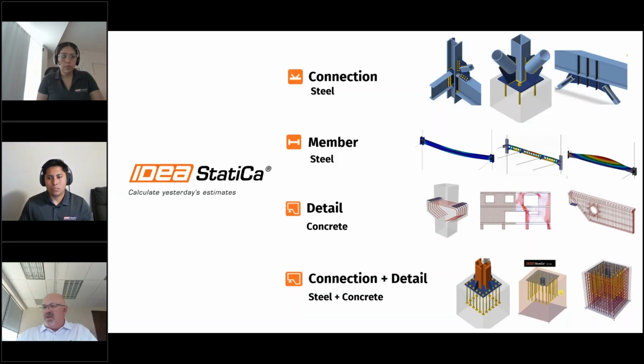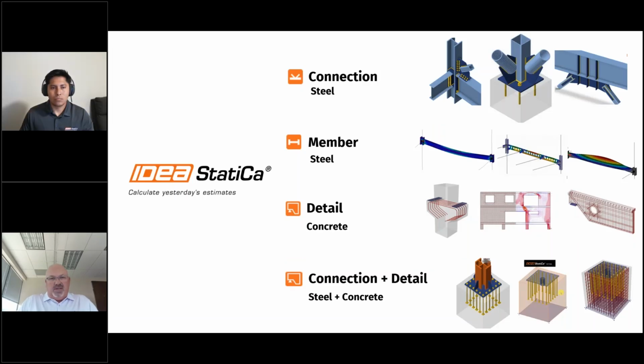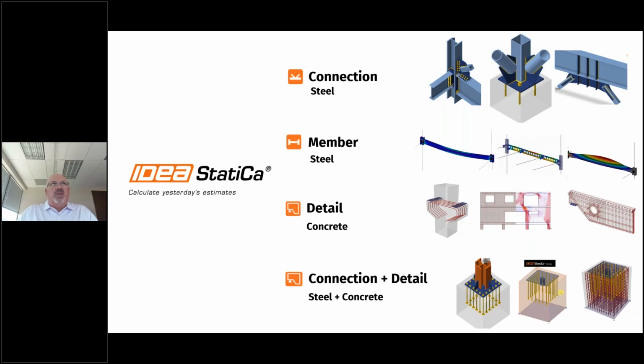As an introduction to IDEA StatiCa, our main product has been the steel design tool. That includes connections, which we'll be talking about extensively here, along with member, which is meant for critical member design checks, primarily lateral torsional buckling analysis. The difference between this and your standard analysis tools is that you're able to model the connections within member and take that stiffness into consideration in checking the member design.